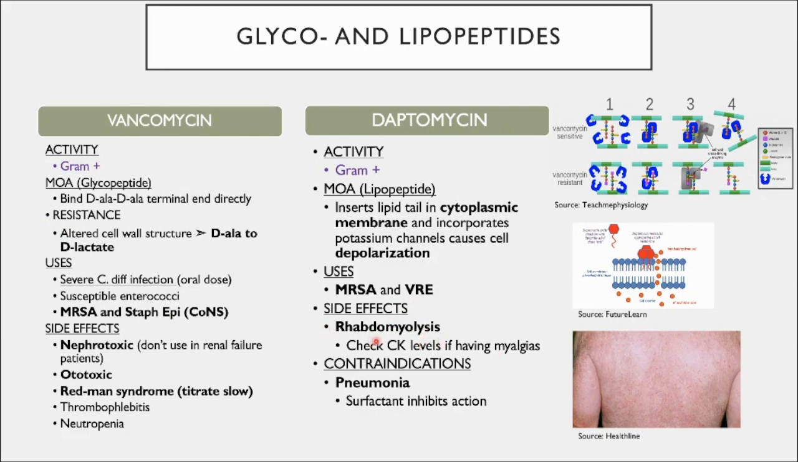Key thing to look out for is rhabdomyolysis. Check those CK levels. That's a sign of muscle damage. And then you can't use this for any pneumonia because the surfactant actually stops it from working.